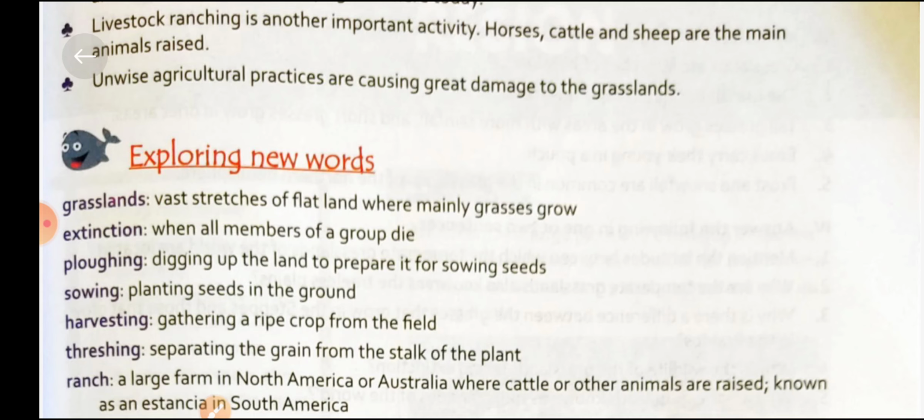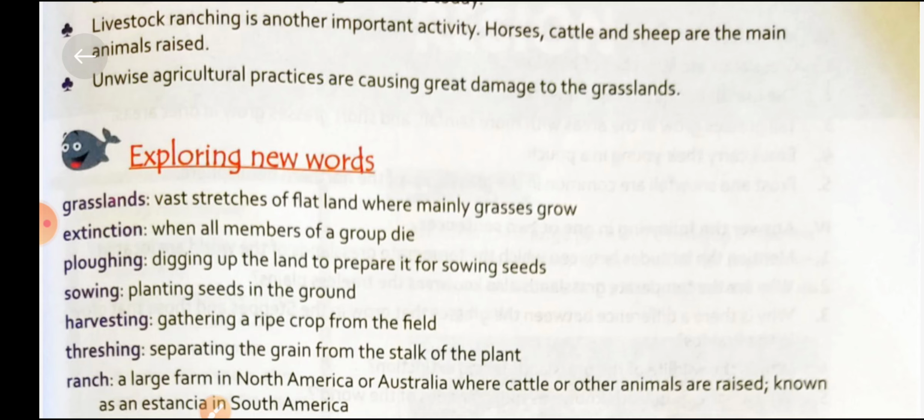Ploughing: digging up the land and preparing it for sowing seed. When we cultivate the ground and sow different types of seeds, it is called ploughing. Sowing: planting seed in the ground. When we plant the seed in the ground, it is called planting.